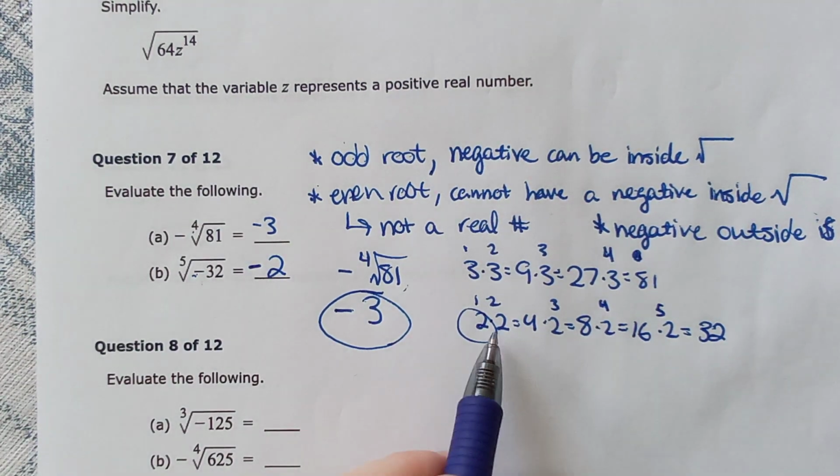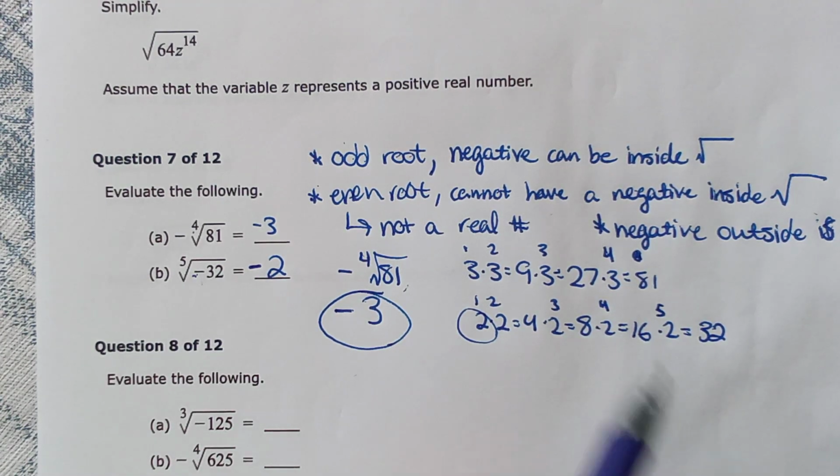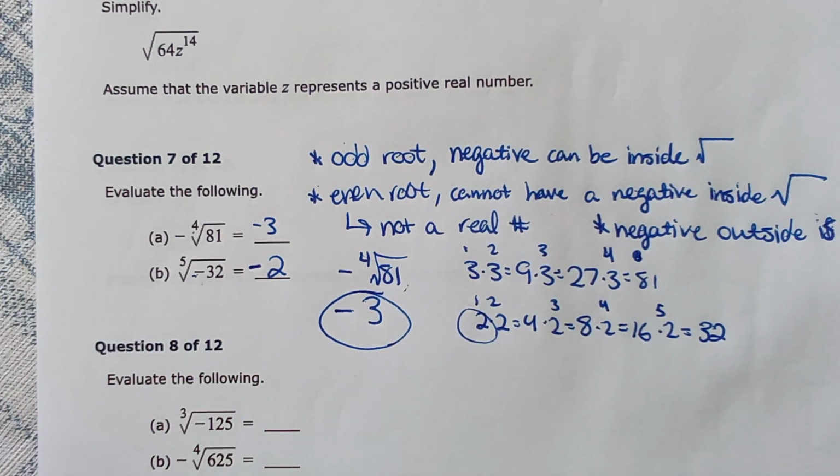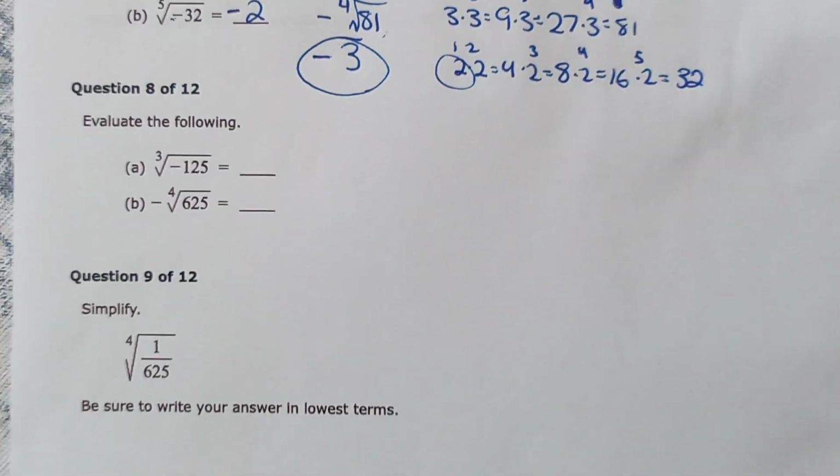Alright, now this is just me double checking my roots. You can also, if you have your personal calculator, which I hope you do, you can do 2 to the 5th and double check it that way. But there you go. So let's move on to number 9.